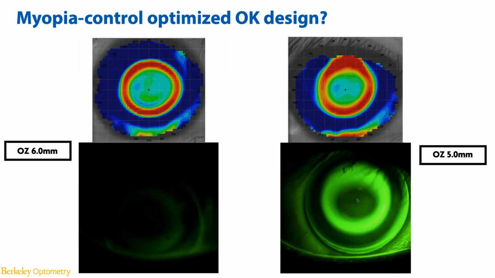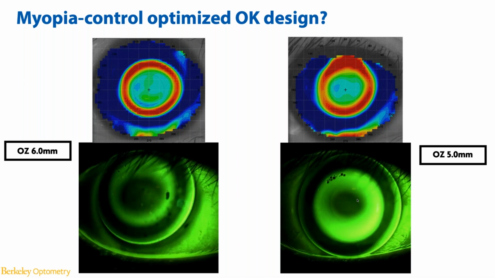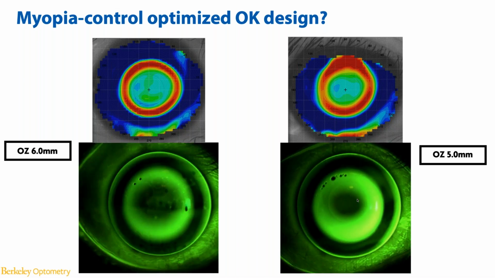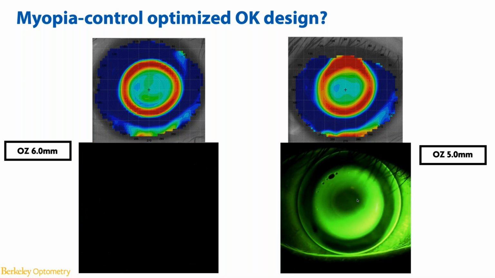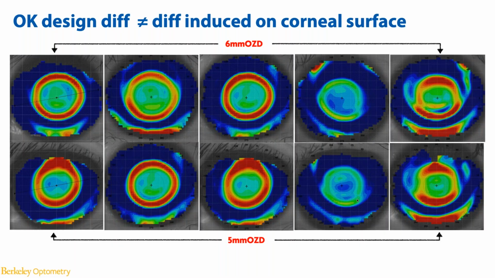So for the next 10 minutes, I want to really extend this discussion into the field of myopia control. The main purpose of doing this study is to understand what exactly the design difference on the back surface of the lens has transferred to the corneal surface. So we have heard a lot about this myopia control optimized ortho-K design, but is what we design on the lenses actually what we got on the cornea? And the answer is quite surprising, and the answer is no.